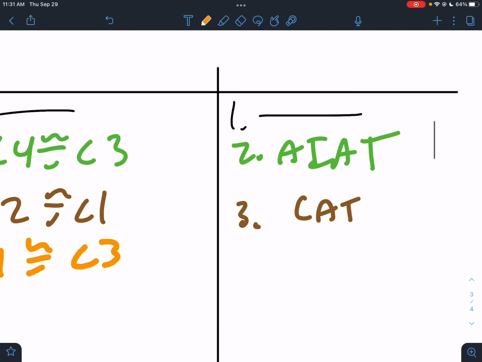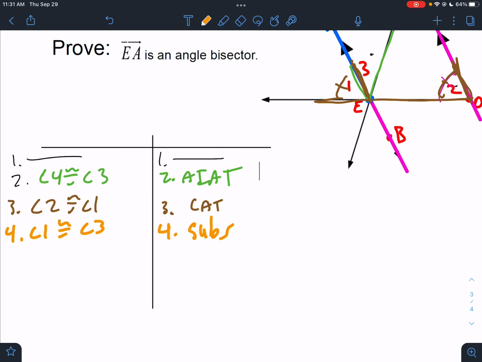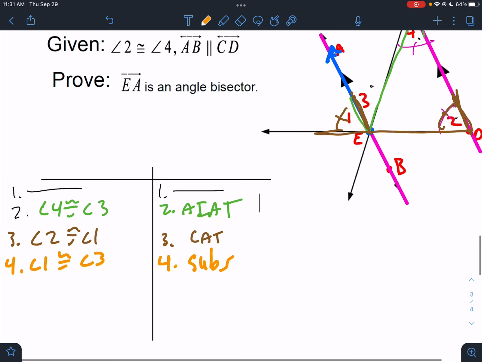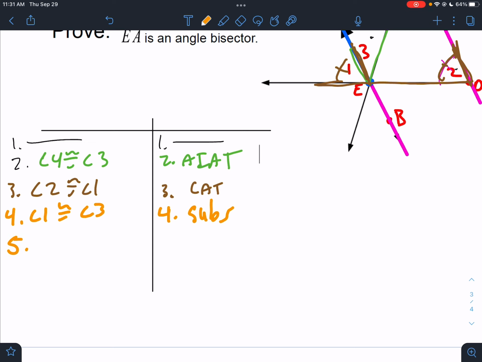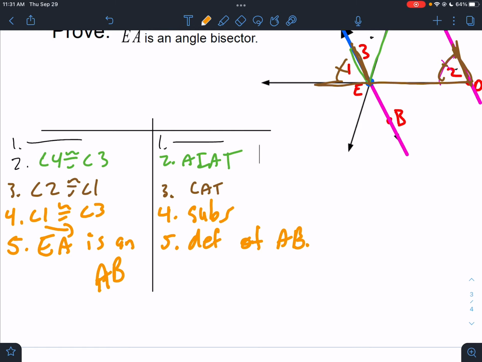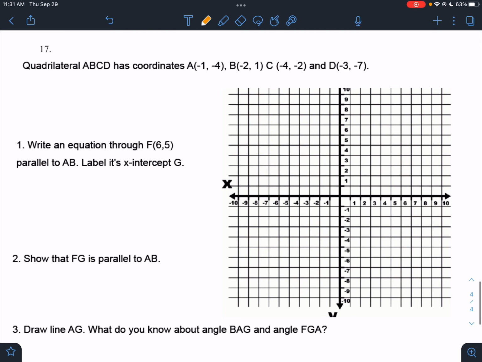guys, this is technically a transitive situation, but I told you we're doing substitution this year. So don't call it transitive, it's substitution. If you know how transitive works, you can use that, but we did not go over those differences this year. But we're going to say that those are congruent. Basically, it's a long-range substitution. So now we can say that EA is an angle bisector, and that's just the definition of angle bisector. Boom, crushed it. Moving on.